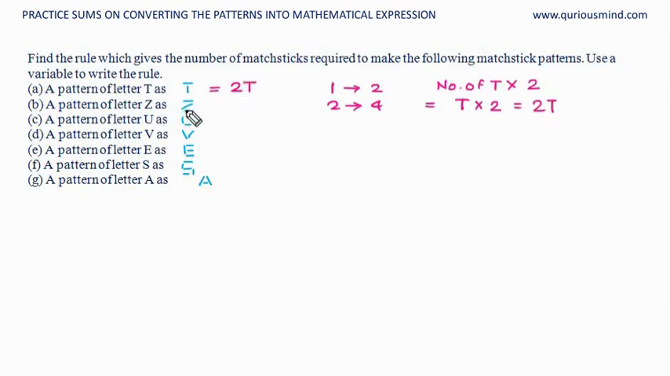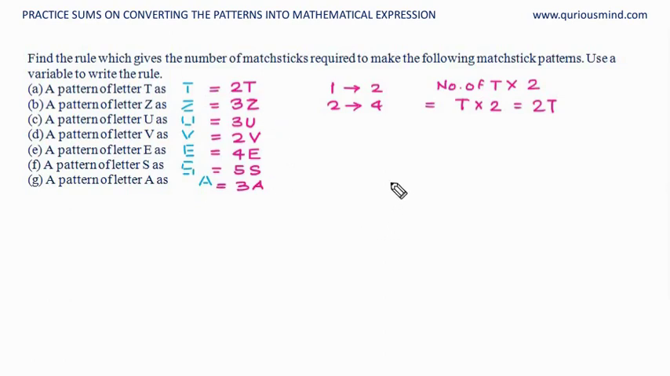Similar way, for Z we require 3 for 1, so it will be 3Z, if Z is the number of Z's we want to represent. For U we need 3, so it is 3U, if U is the number of letter U we want to write. For V it would be 2 into V. For 1 we require 2, so for more we'll require 2 into the number of V's we want to write. For E, 1, 2, 3, 4, we need 4 for 1. So if we take the number of E's as E, then it will be 4E. For letter S, we require 1, 2, 3, 4, 5 of them. So we'll use 5S. And for letter A, we need 3, so 3 into A, 3A will be the rule.